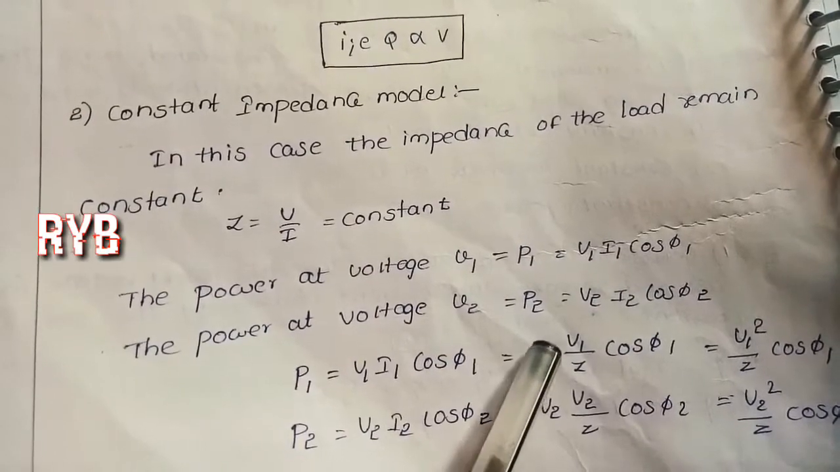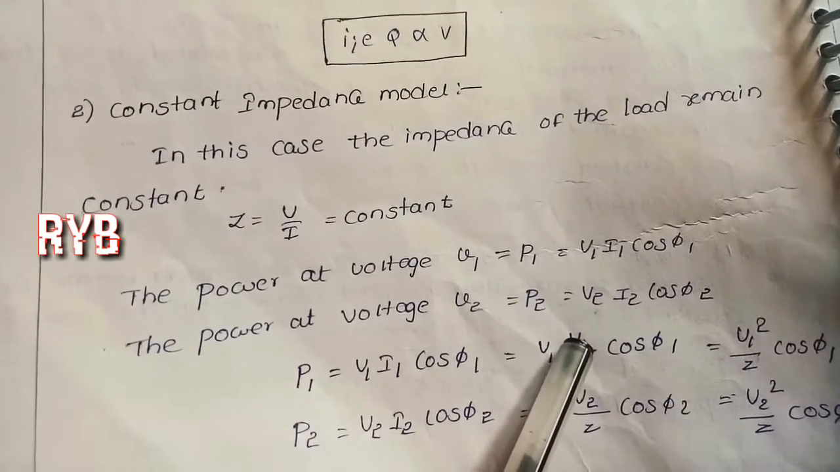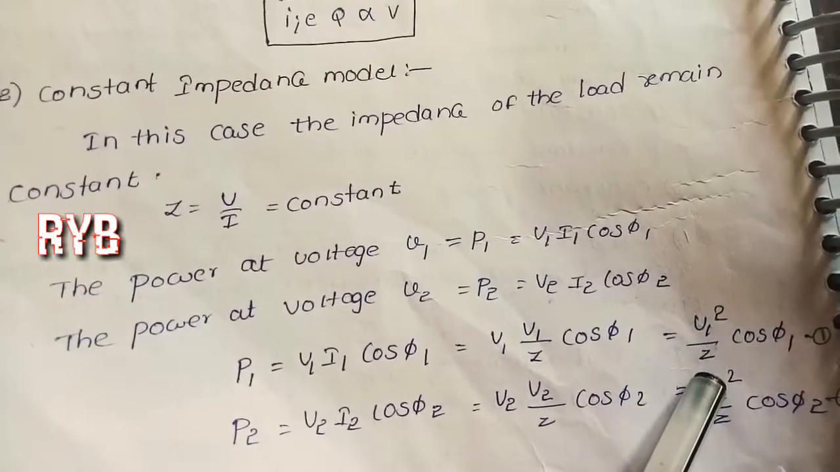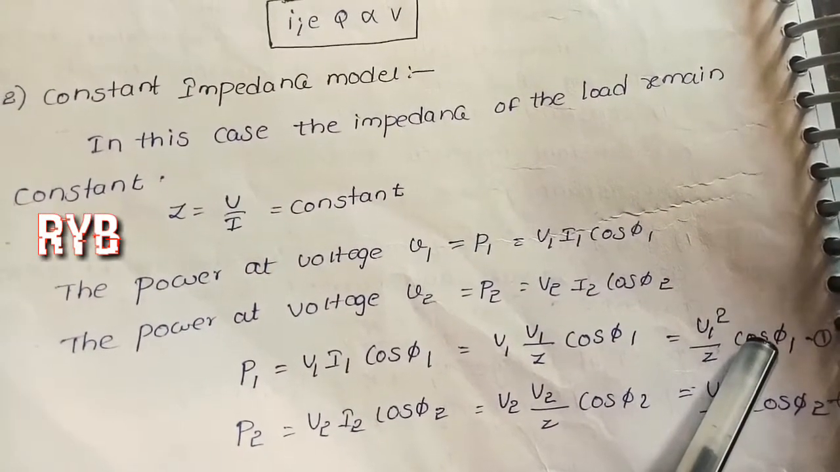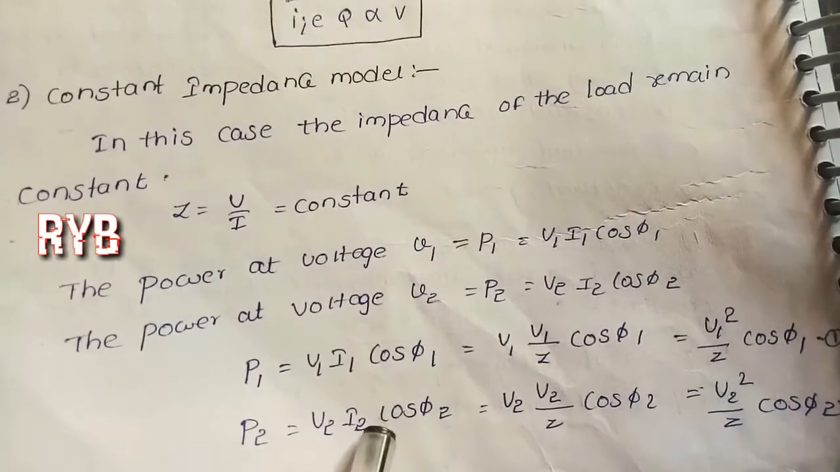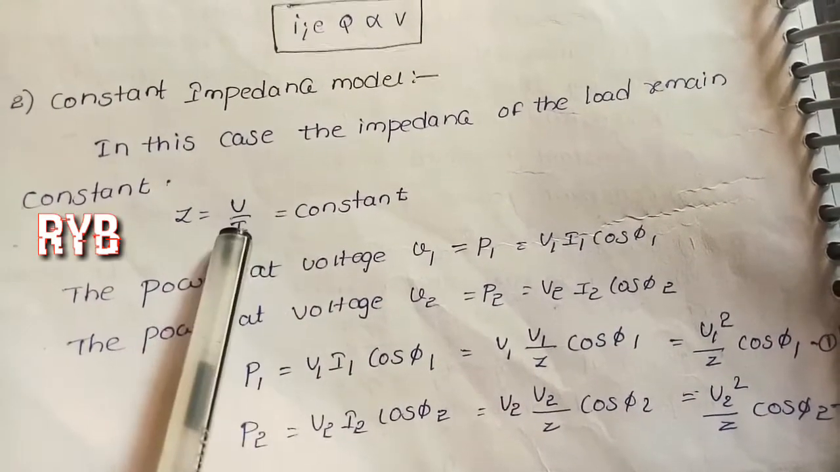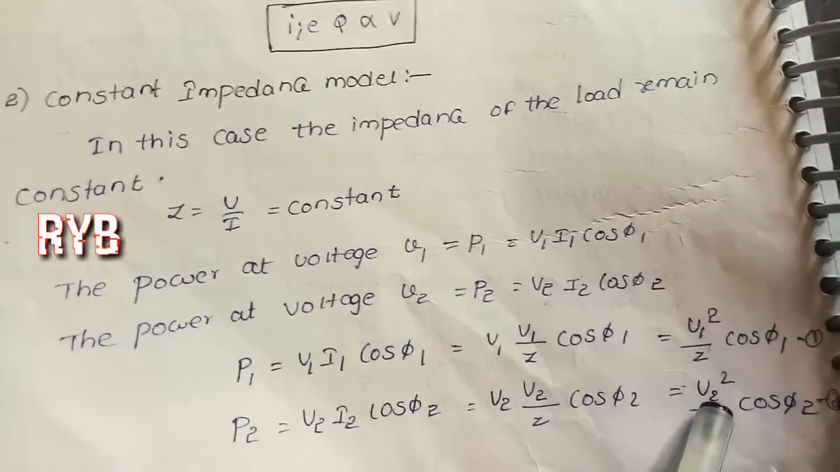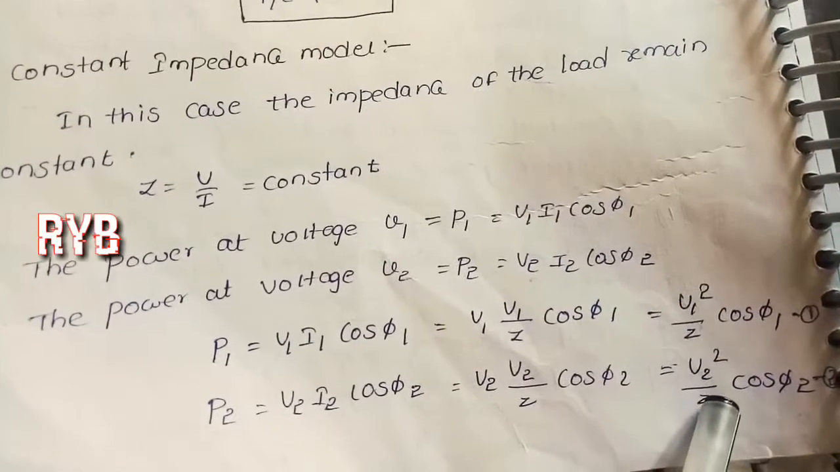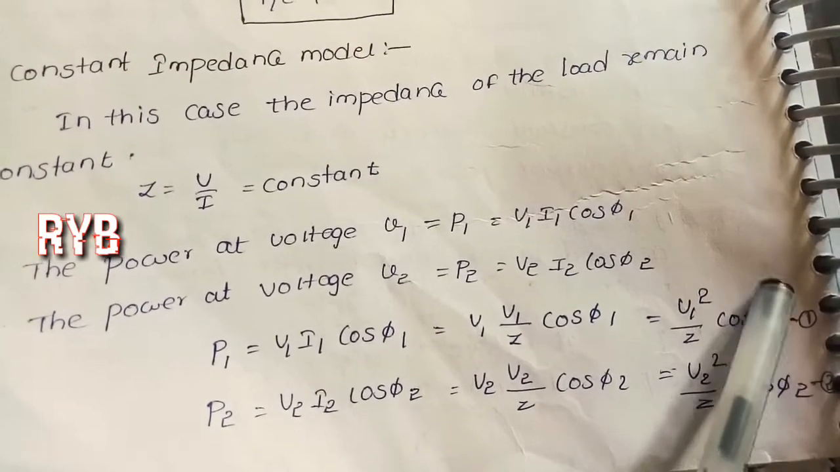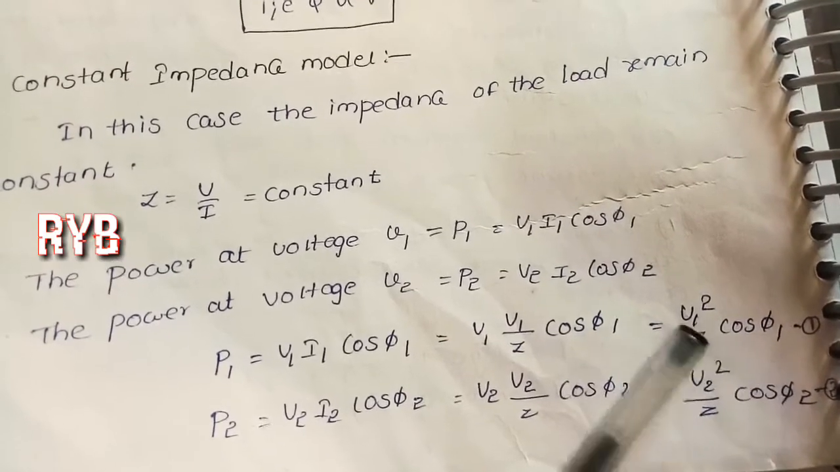Substituting here, P1 equals V1 into V1 by Z cos phi 1, that equals V1 square by Z cos phi 1. Similarly, P2 equals V2 I2 cos phi 2. We write I2 in terms of impedance, from I equals V by Z, substituting V2 by Z cos phi 2, that equals V2 square by Z cos phi 2. Call these equations 1 and 2.